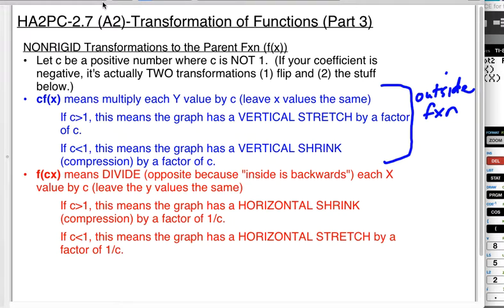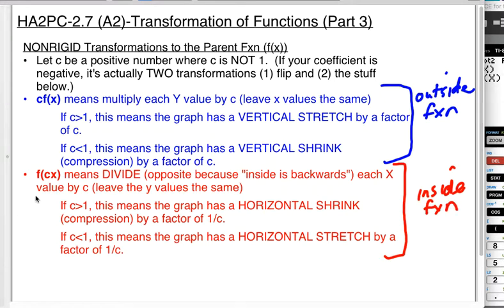If there's a number smaller than 1, right, and remember these are all positive numbers, so smaller than 1 but bigger than 0, then what's going to happen is that we're going to get a vertical shrink, or what's also called a compression by a factor of c. So for instance, if there were a 1/3 in front of f of x, I would be multiplying each y value by 1/3, meaning the number will come out smaller. So outside functions, or changes outside the function are logical and vertical, right?